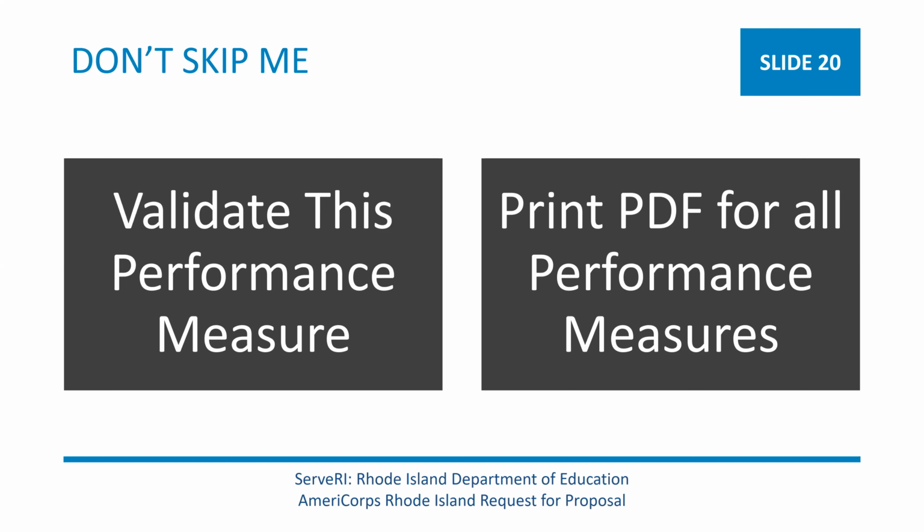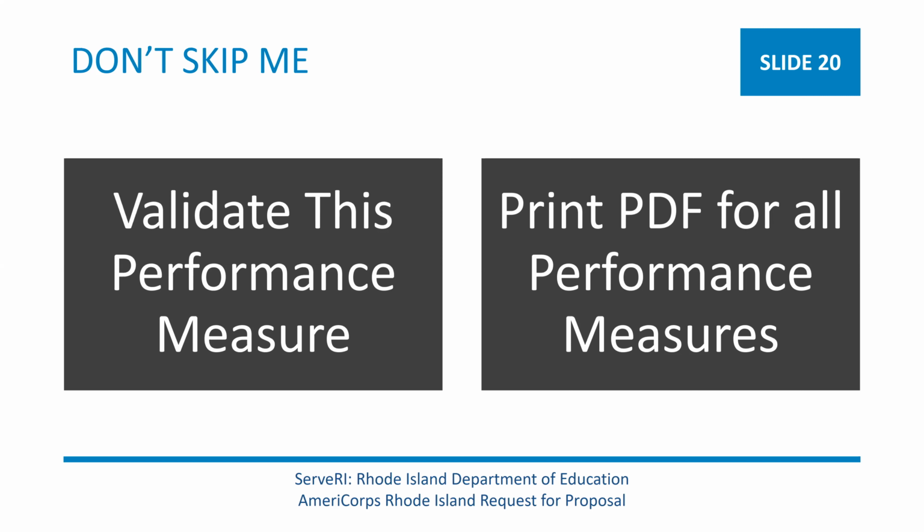But when your performance measure is done, just in case, you are going to hit a button that says print PDF for all performance measures, right? So you've done all of this effort in the eGrant system to enter all the information I was just talking about. You want to make sure that you don't lose the information, and you don't ever trust computer systems. So you print the PDF for your own records.